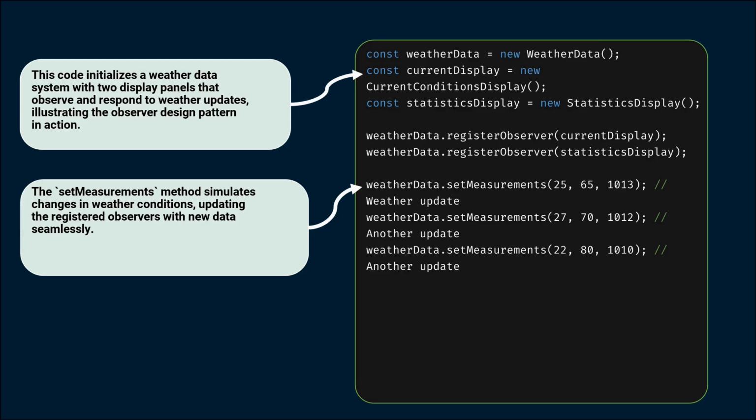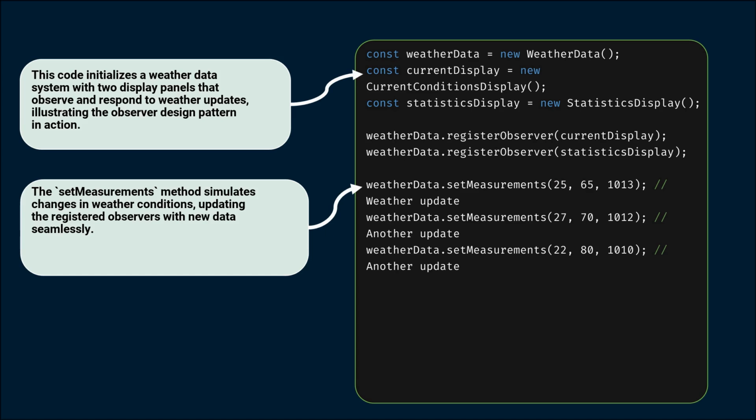Next, we call the registerObserver method on the weather data object for each of our display instances, ensuring they are prepared to receive updates. This establishes the link between the subject and the observers. Whenever the weather data changes, both displays will respond accordingly.